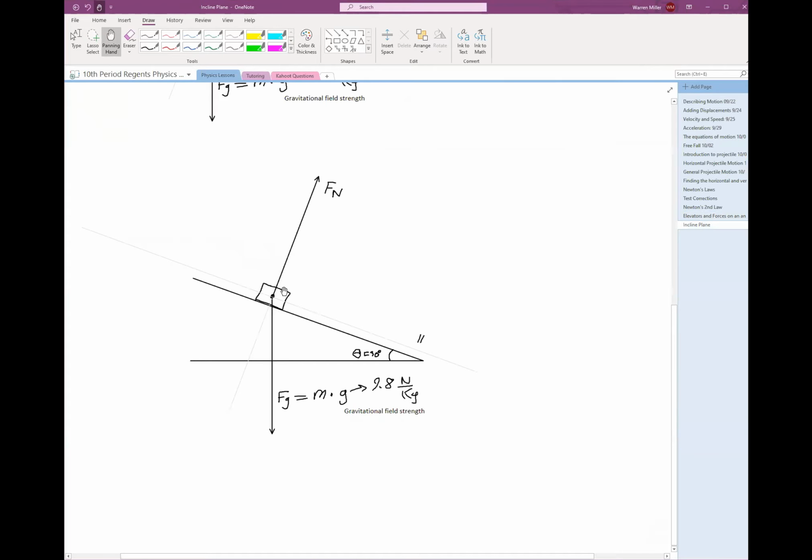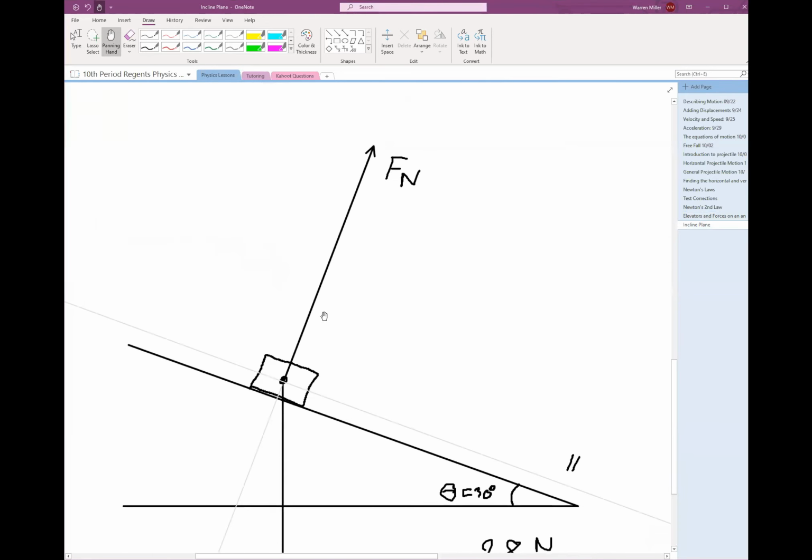In this situation, the normal force is perfect. It's right on the perpendicular direction. This is the perpendicular axis. So the normal force doesn't need to be broken into pieces at all because we already know it's perpendicular to the motion of the object. It doesn't affect the motion of the object directly.